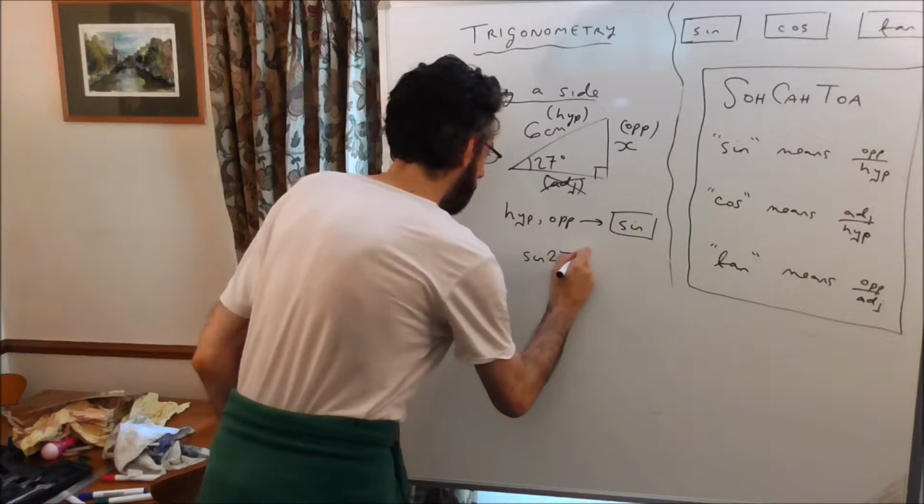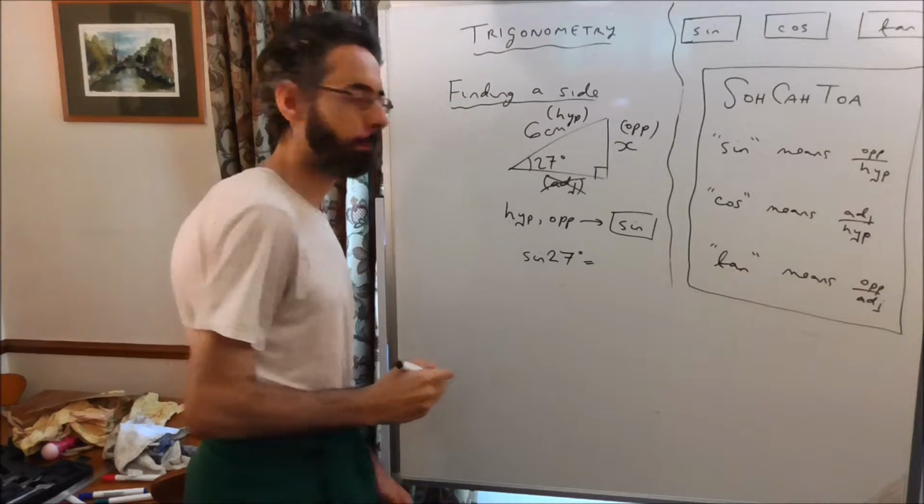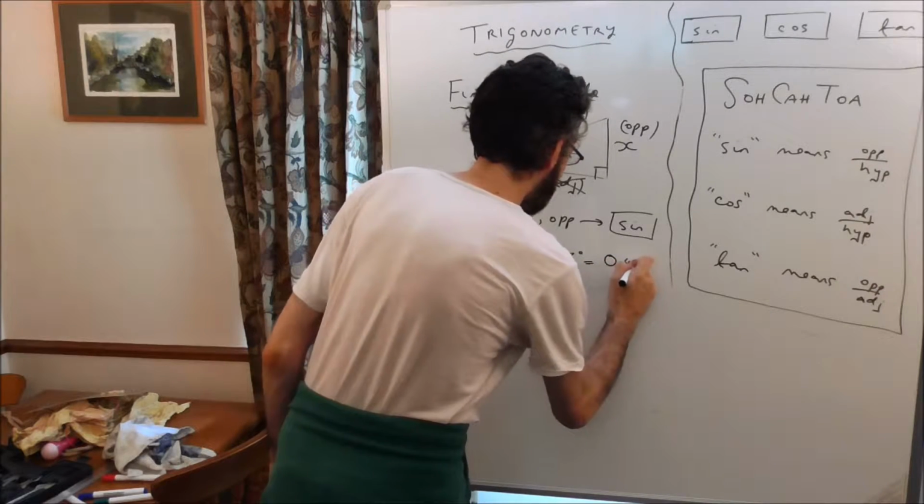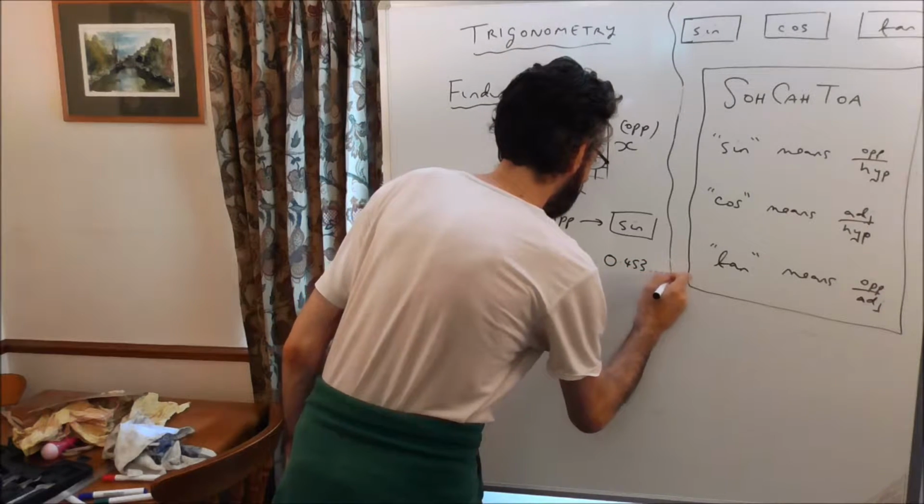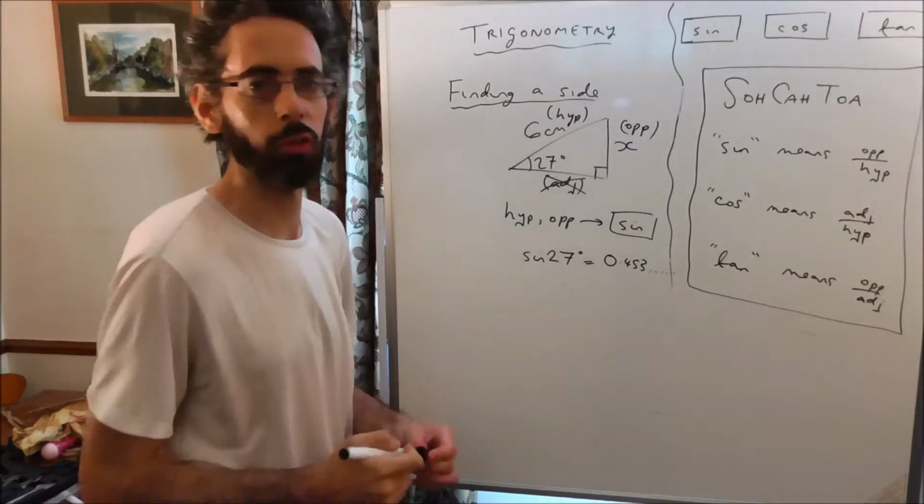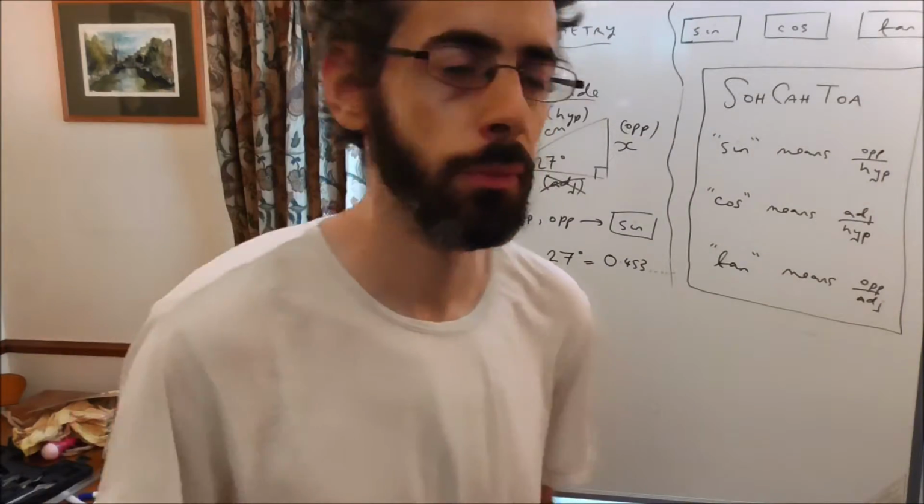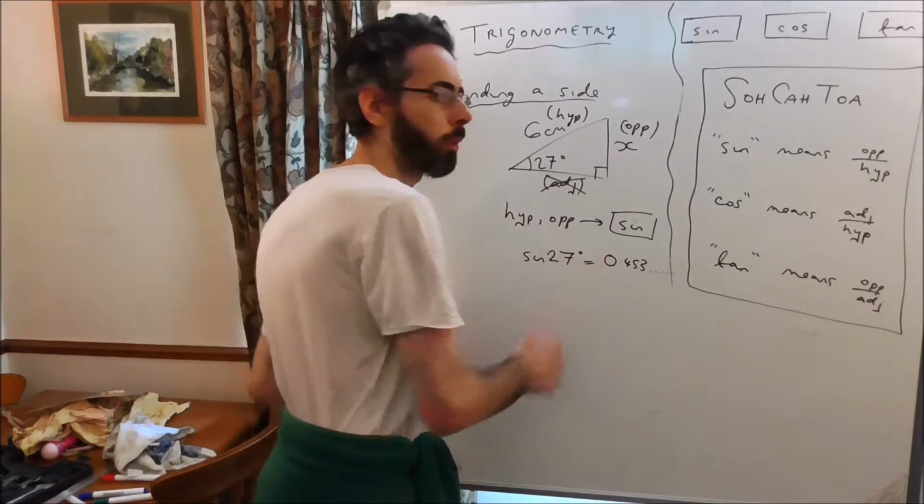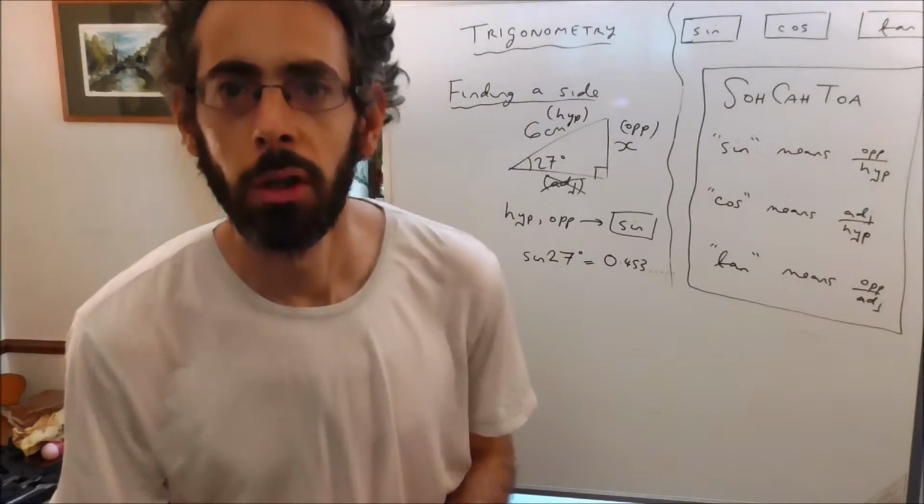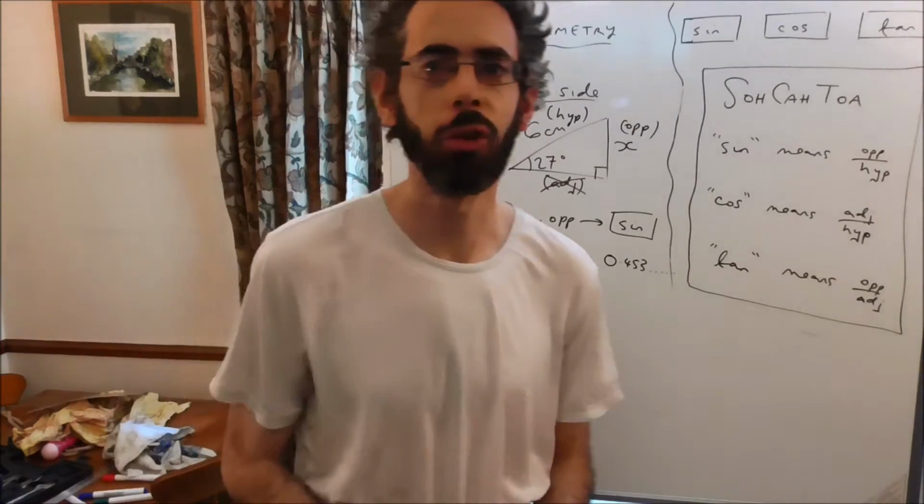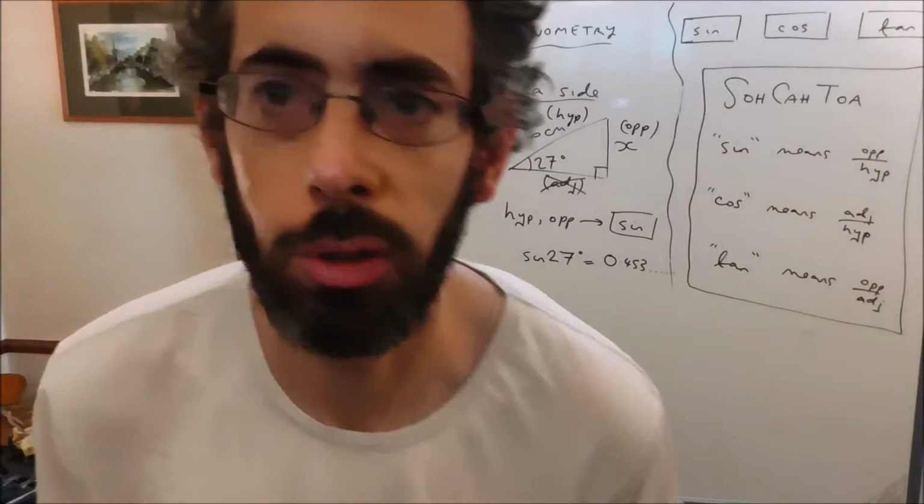Sine 27. And you should get 0.45399 and so on. Just write down the first three digits. Keep all the digits on the screen. If you haven't got that answer, your calculator might be in the wrong mode. Your calculator should be in degrees mode, and there should be a little D at the top of the display. So you need to check if your calculator's in the right mode.